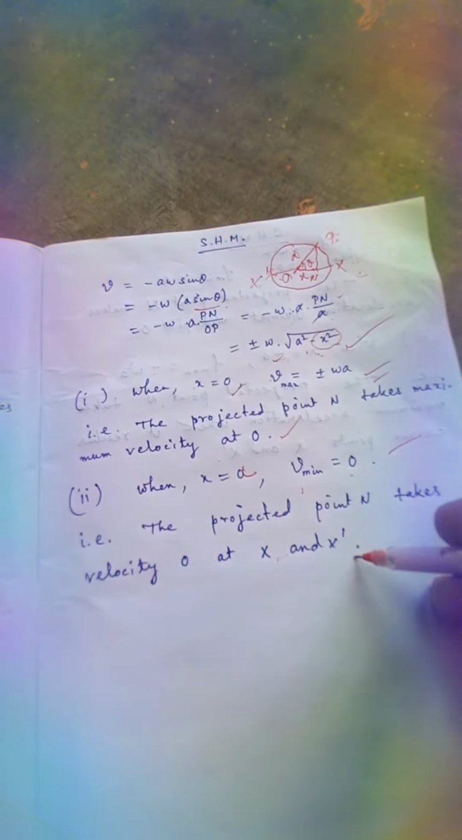So this is the equation of simple harmonic motion, and its maximum and minimum values.